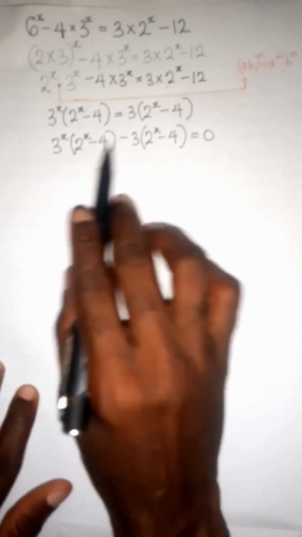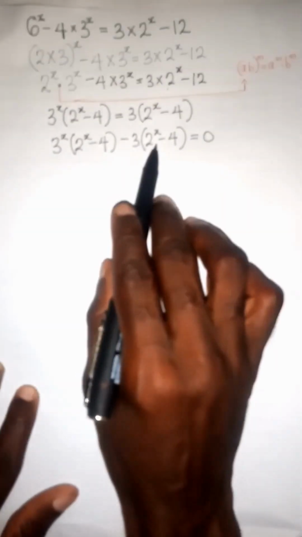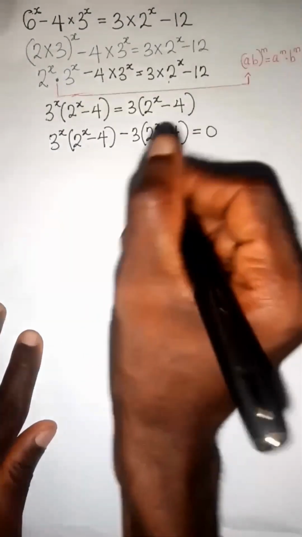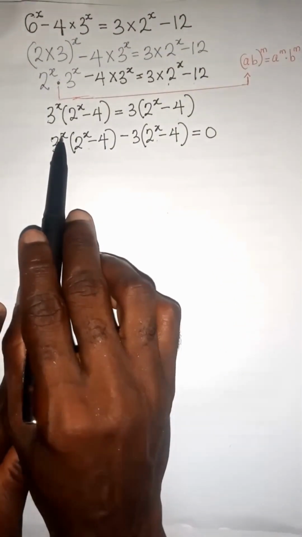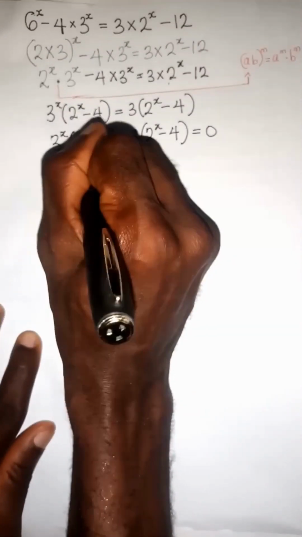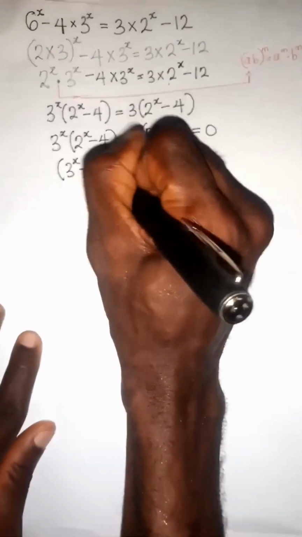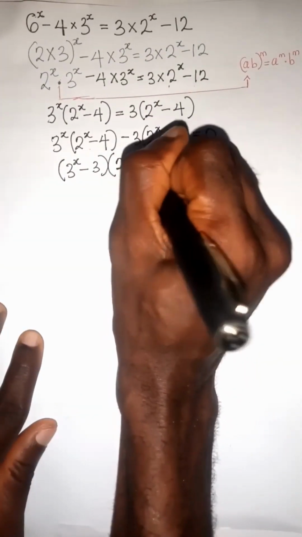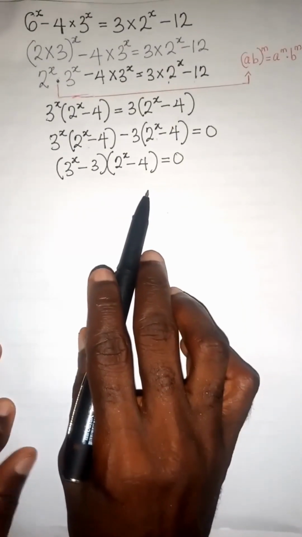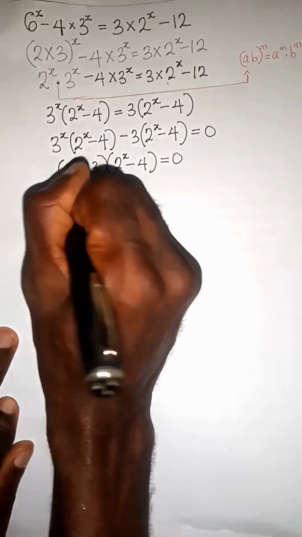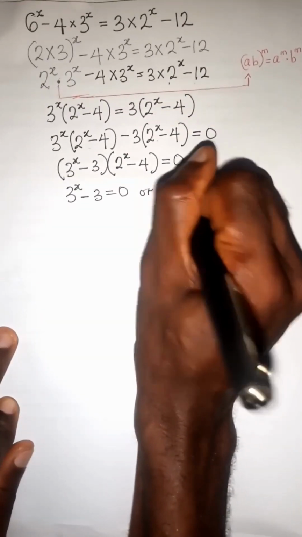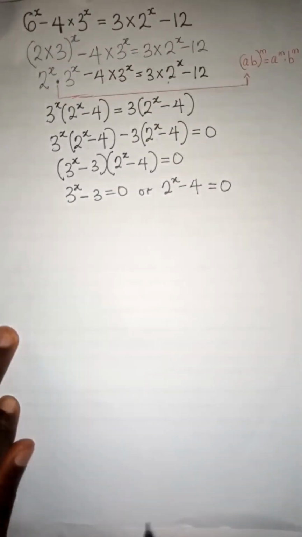So with that done, 2 to the power of x minus 4 is common to both terms on the left-hand side. You can take it out, and after taking it out, we have 3 to the power of x minus 3 left. So this factors as (3 to the power of x minus 3) times (2 to the power of x minus 4) equals 0. When a product equals 0, either the first factor is 0, 3 to the power of x minus 3 is 0, or 2 to the power of x minus 4 is 0.